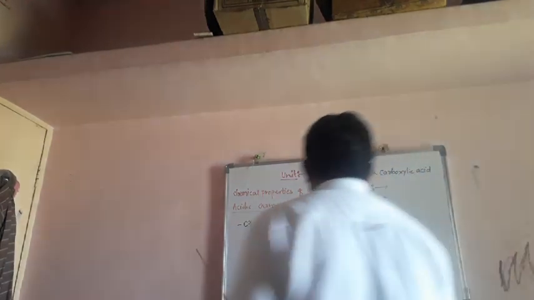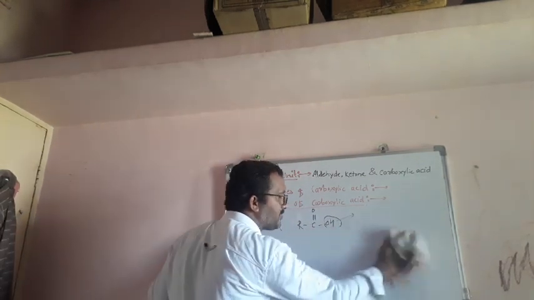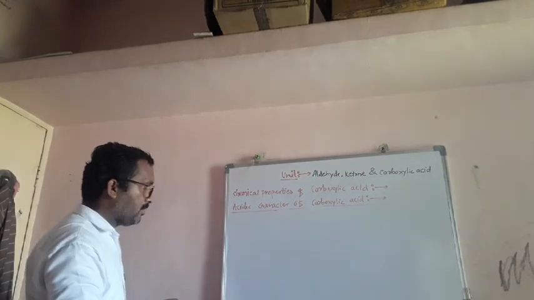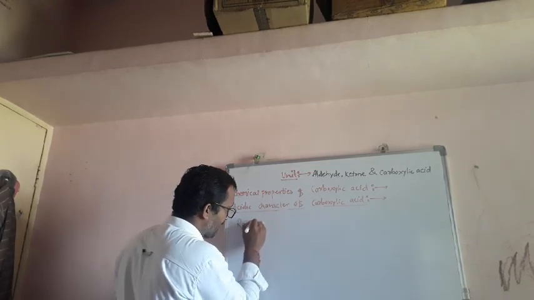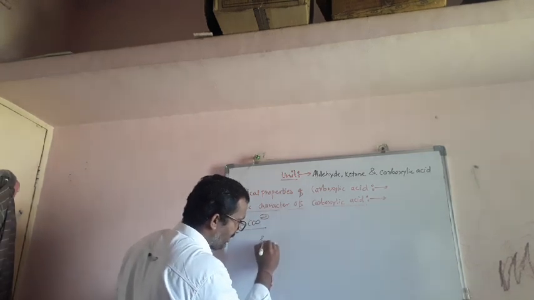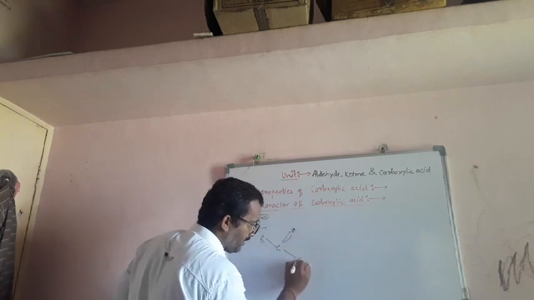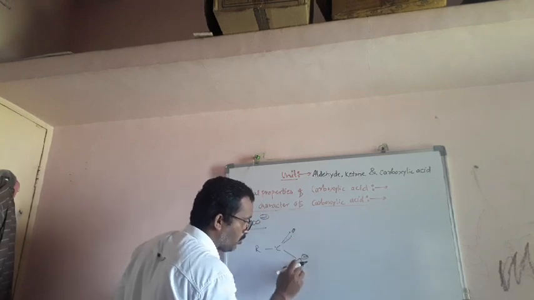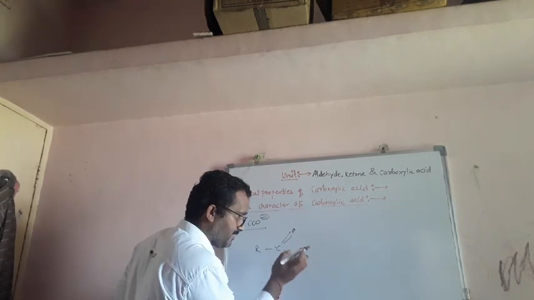Then we discuss the structures of these carboxylate ions, that is, the resonating structures of these carboxylate ions. The first structure of this carboxylate ion is RCOO minus. This carboxylate ion has a double bond in it, and also an O minus ion, that is, RC double bond O minus. This is the structure of the carboxylate ion.